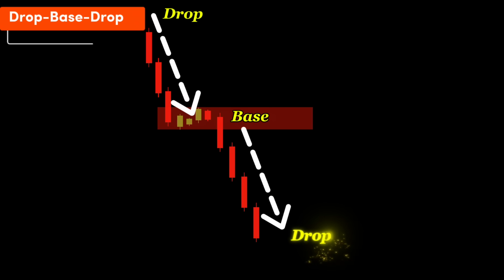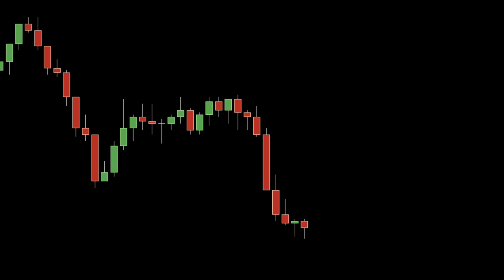Another sharp drop, as the selling momentum resumes. This base forms a supply zone, a key level where institutions have offloaded their positions and are ready for more downside pressure. Now, let's move to a real chart to see the drop-based drop in action.